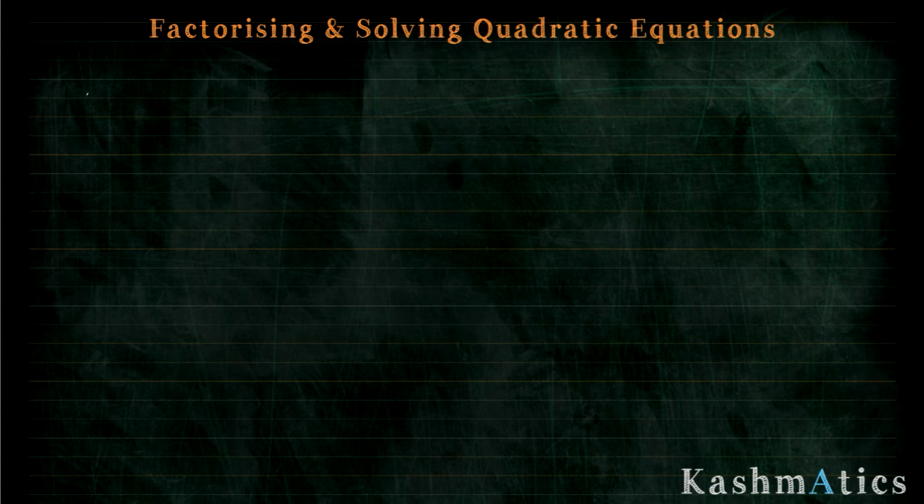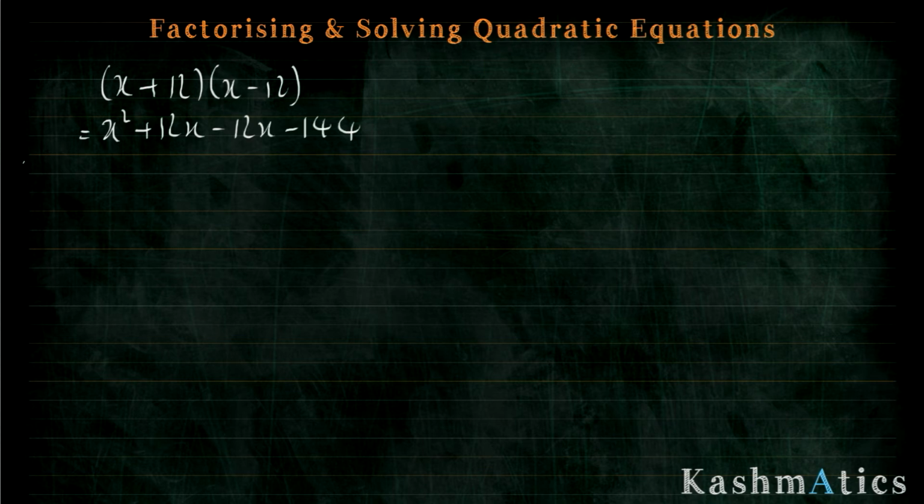Now these next ones are called the difference of two squares. So let me just show you what I mean by that by doing some expanding first. So if I've got a bracket, x plus let's say 12 and x minus 12, the thing to notice here is that both brackets are the same other than the sign. One's a plus, one's a minus. Now if I was to expand this, I get x squared, and I'll do the full expansion, plus 12x minus 12x minus 144. So these two terms cancel each other out, and I get x squared minus 144.